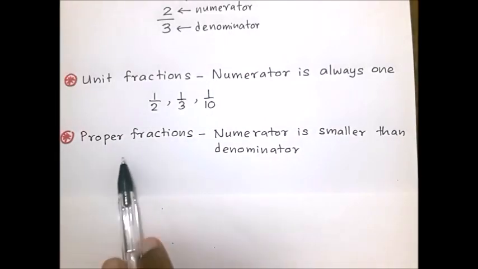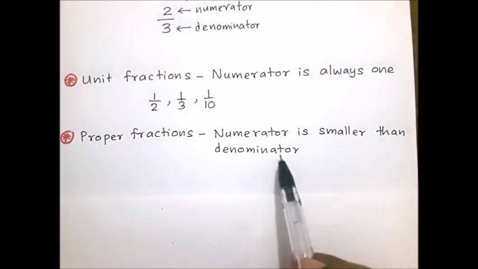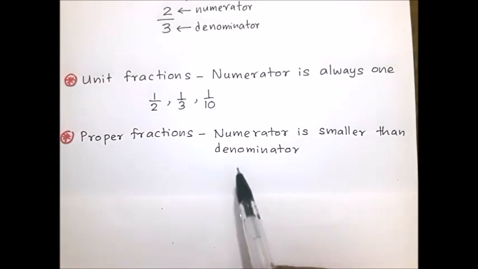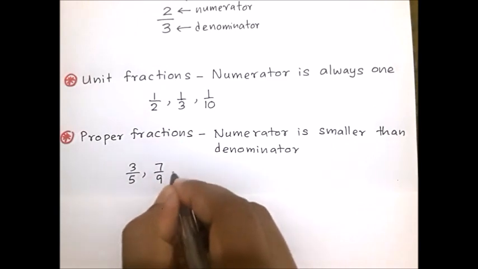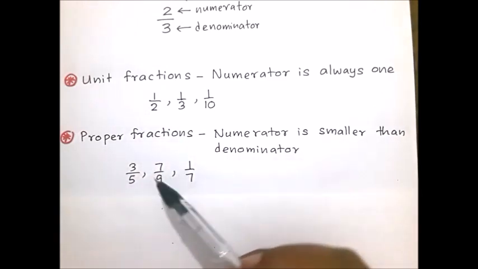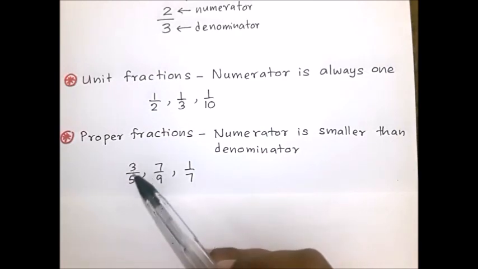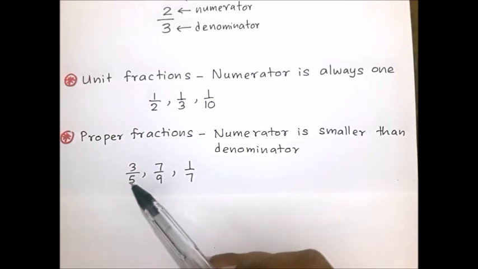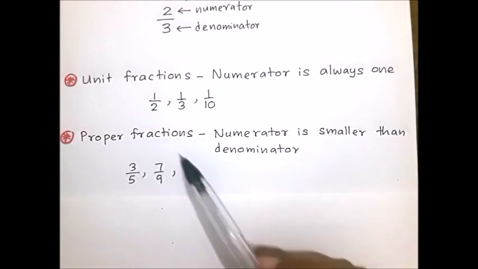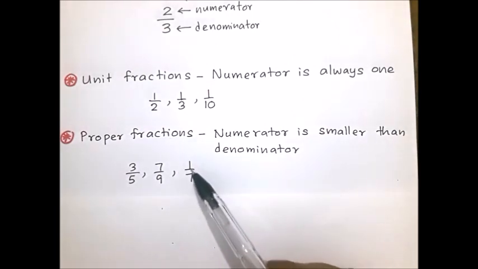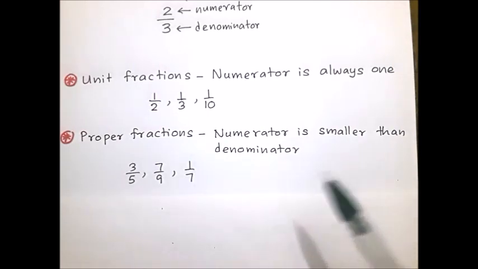Now look here, proper fractions. In proper fractions, the numerator is smaller than the denominator. I am going to write some examples here: 3 over 5, 7 over 9, 1 over 7. Here the numerator is 3, the denominator is 5. You can see the numerator is smaller than the denominator. Here this is a unit fraction, but we can write it as a proper fraction also, because here the numerator is 1, the denominator 7, and the numerator is smaller than the denominator.